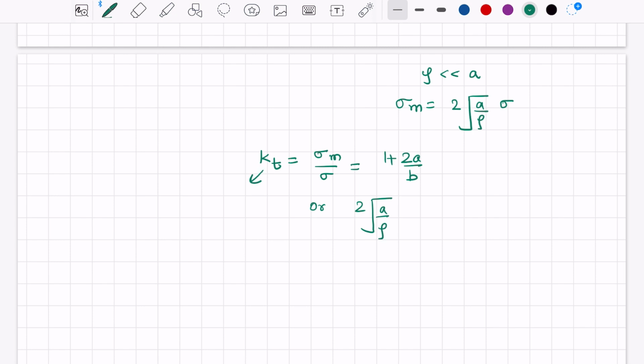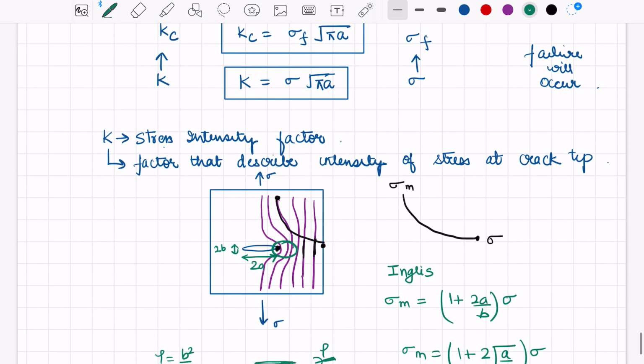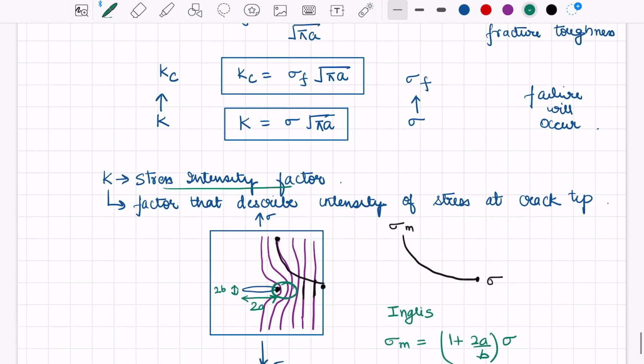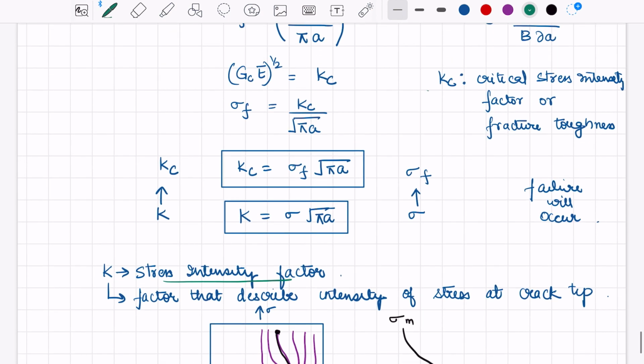So this is stress concentration factor. We should note that all these terms are different. It's a stress concentration factor and that was stress intensity factor, and if it reaches Kc, that is critical stress intensity factor, which is also called fracture toughness.